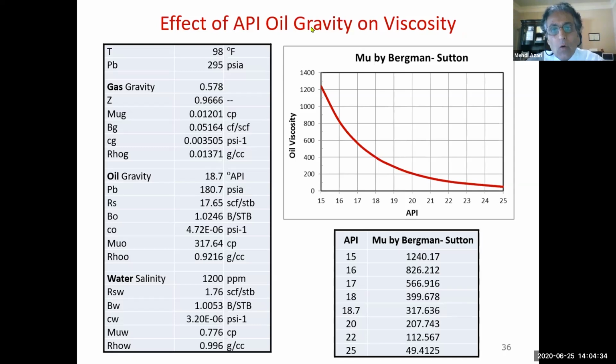Effect of API, oil gravity, and viscosity. So this is the API. If I increase the API gravity here, the oil viscosity is going to go down, obviously, because the higher API has lighter gas. It's lighter oil. These are some of the properties which I had, and I just generated myself. So I had these values, and I tried it with different APIs to see what is the mu by the Bergman-Sutton technique.